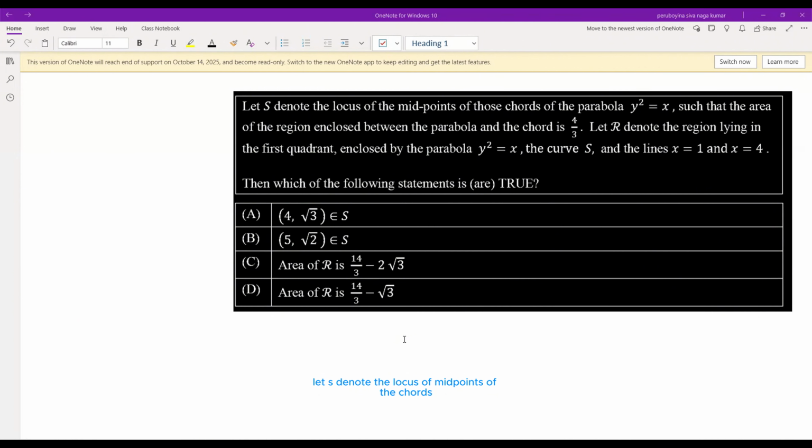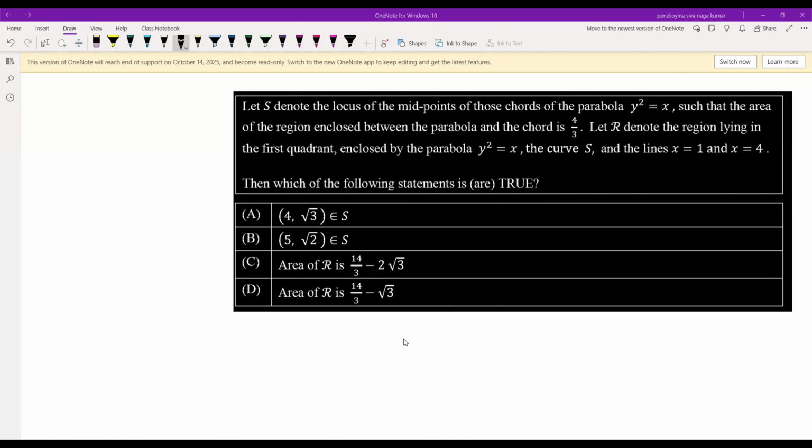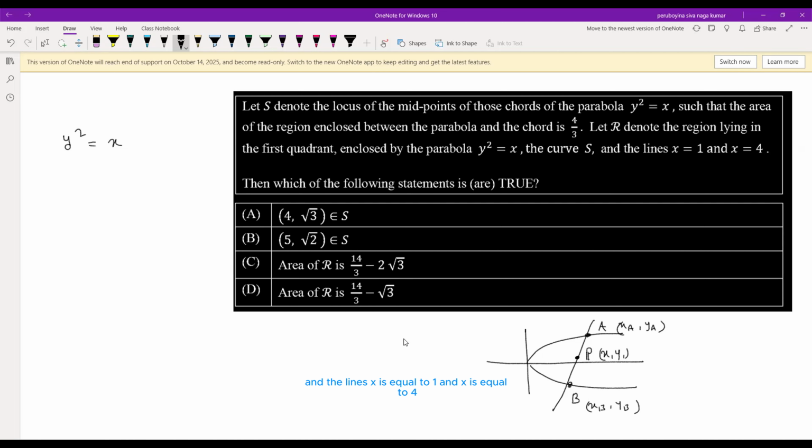Let S denote the locus of midpoints of the chords of the parabola y square equal to x, such that the area of the region enclosed between the parabola and the chord is 4/3. Let R denote the region lying in the first quadrant enclosed by the parabola y square equal to x, the curve S and the lines x is equal to 1 and x is equal to 4. Then which of the following statements are true?